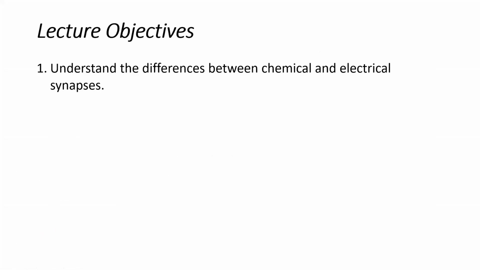So we're going to start with this first objective, really understanding the difference between a chemical and electrical synapse. And more importantly for us, really focusing more specifically on the chemical synapse. Okay, so for our purposes, the chemical synapse is going to be more important. It's most common in the body, and it's the most well understood.